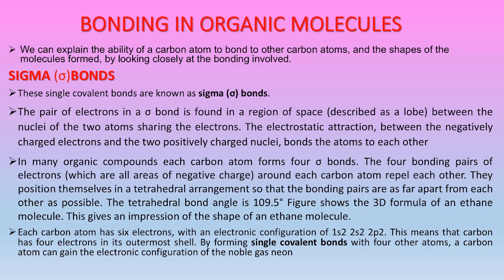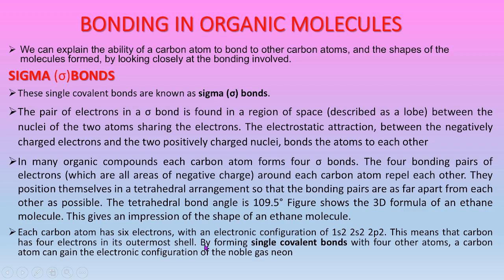Bonding in organic molecules, sigma bond. The single covalent bonds are known as sigma bonds. The pair of electrons in the sigma bond is found in the region of space described as a lobe between the nuclei of two atoms sharing the electrons. In many organic compounds, each carbon atom forms four sigma bonds, and in this way, there is a formation of a tetrahedral. The tetrahedral bond angle is 109.5 degrees.